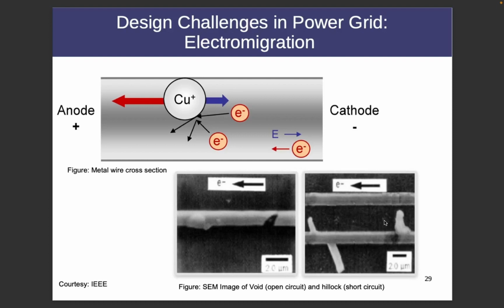So this basically reduces the lifetime or the reliability of the chip, and how we can reduce these two issues is one of the major tasks. These two are basically the design challenges in the power grid, and designing the power grid is one of the critical aspects of the physical design flow of chip design. Since I have worked on these two phenomena, I'm focusing on these two problems.